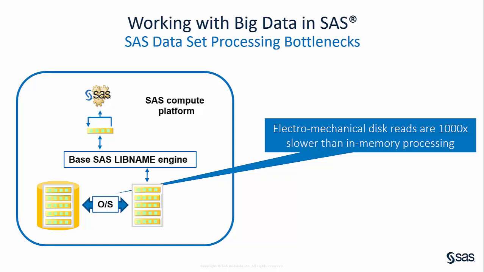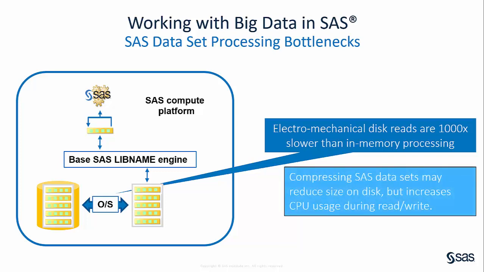Now, disks are electromechanical beasts, and getting data from a disk is about 1,000 times slower than moving data around in memory. So if we could somehow minimize the amount of physical data stored on the disk, we could possibly improve throughput of our process. Compressing data is possible in SAS, but you have to remember that nothing is for free. When you compress the data, it does reduce the size on the disk. That may improve the I/O speed, but the data then has to be decompressed using CPU prior to further processing.